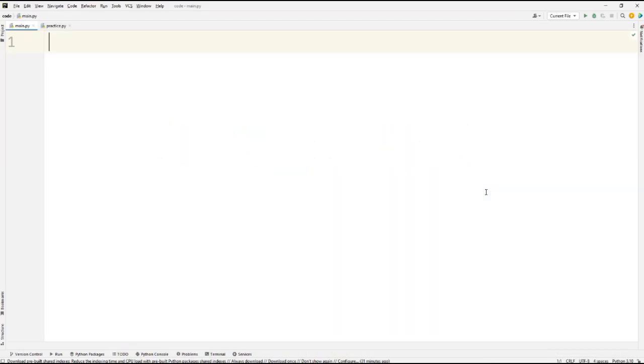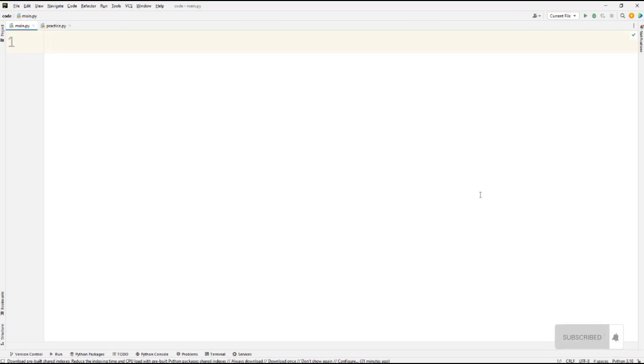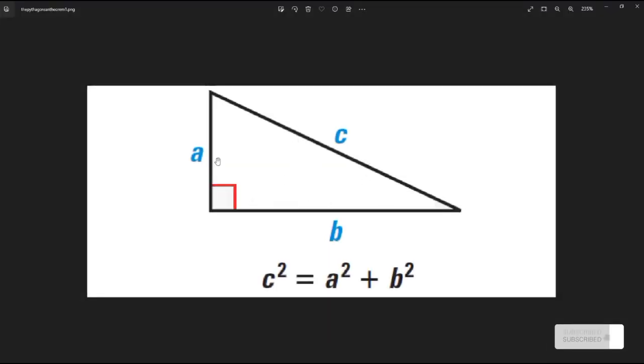In today's video we're back with a Python program, and we have a special Python program to solve. But before we look at the task, first of all I have to tell you something. You can see this image. This is a right angle triangle, right? So this is a 90-degree angle over here, which indicates that this triangle is a right angle triangle.